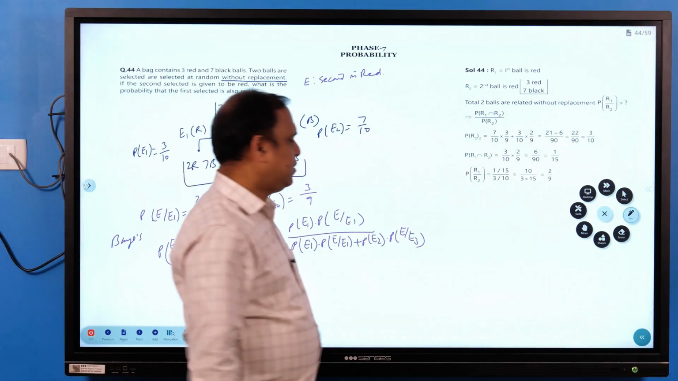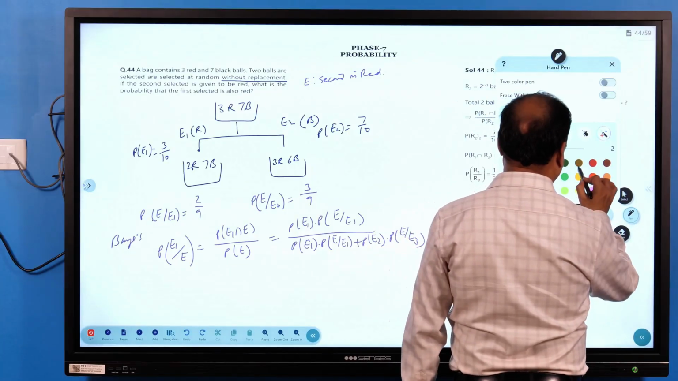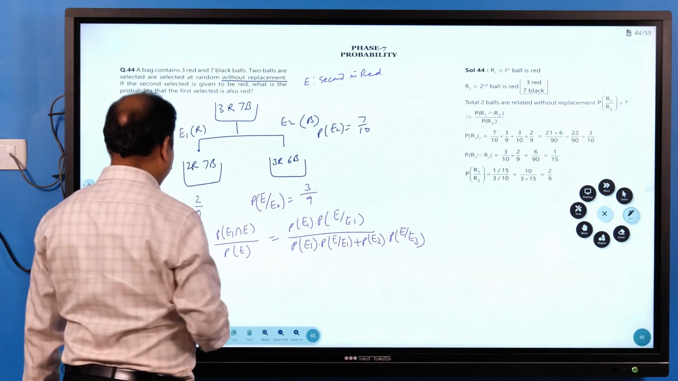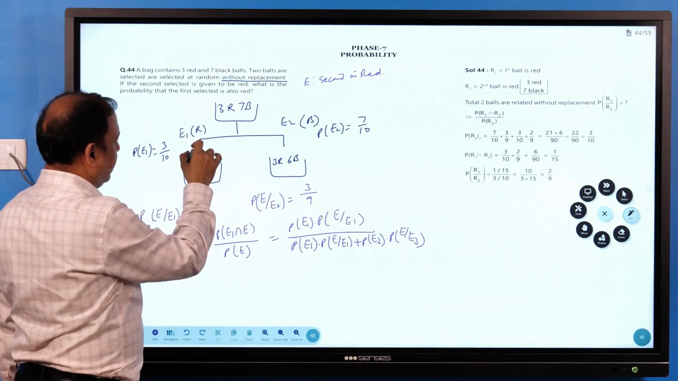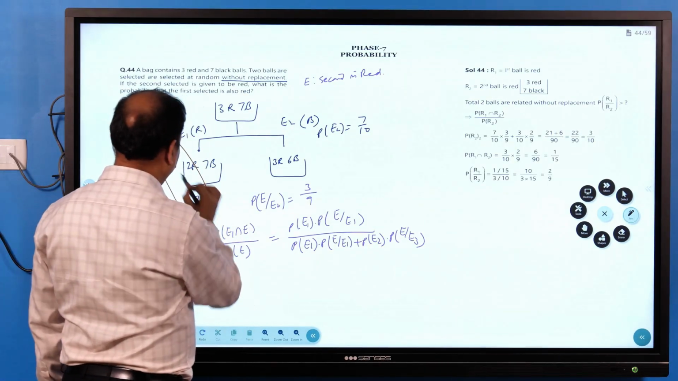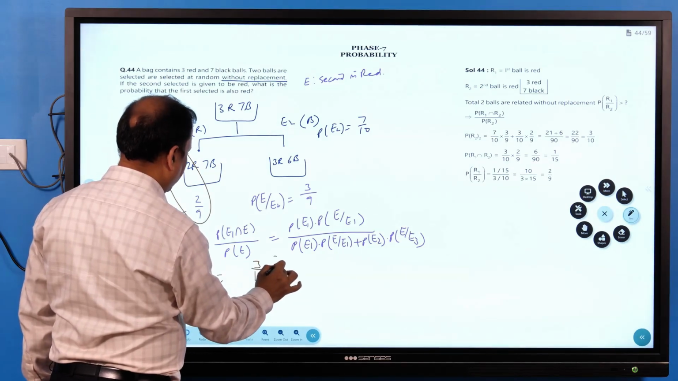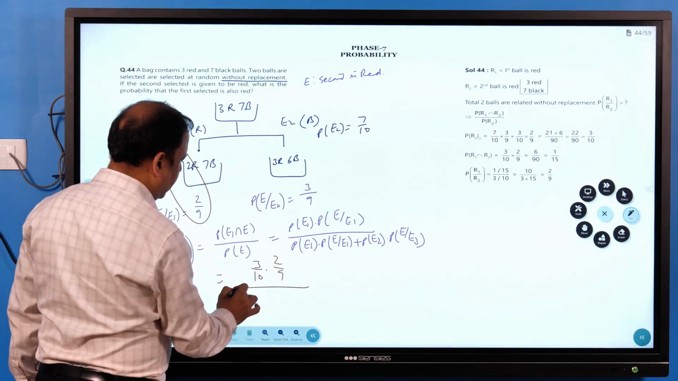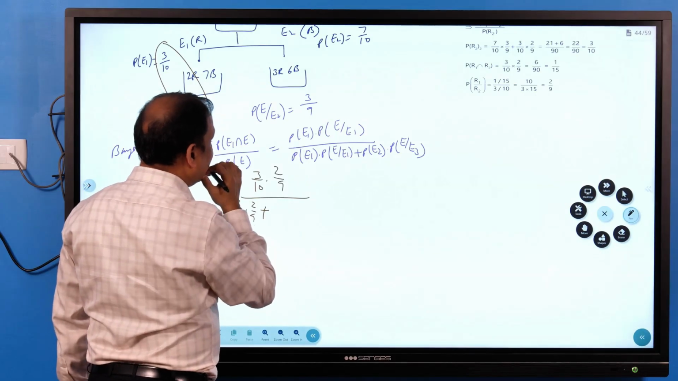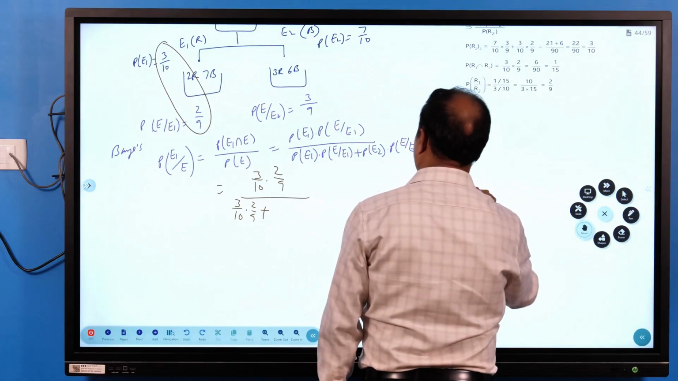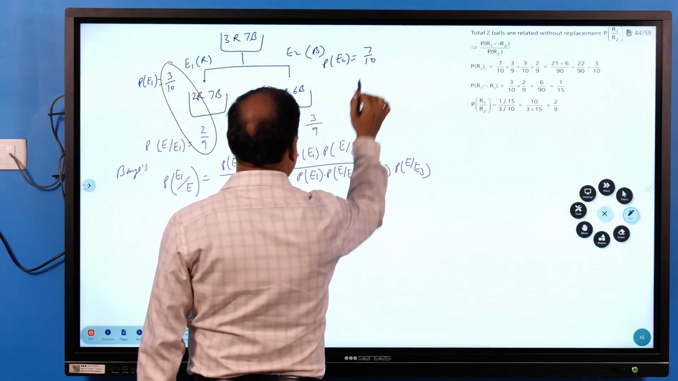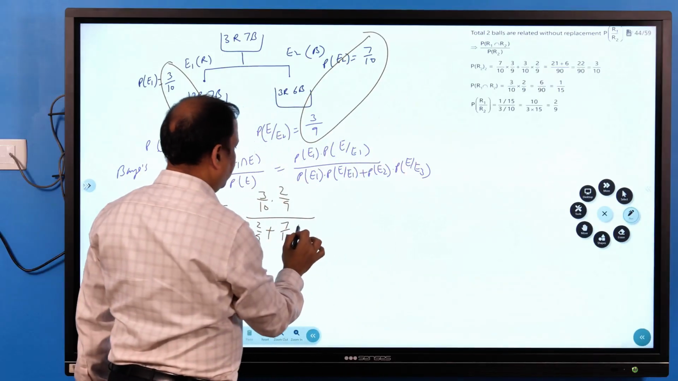For competitive exams, I've told you the direct method. We have to find probability of E upon E1, with the probability of first red, so multiply these two and divide by the sum. So our answer will be 3 upon 10 into 2 upon 9, tree diagram, upon 3 upon 10 into 2 upon 9 plus, multiply these two, 7 upon 10 into 3 upon 9.